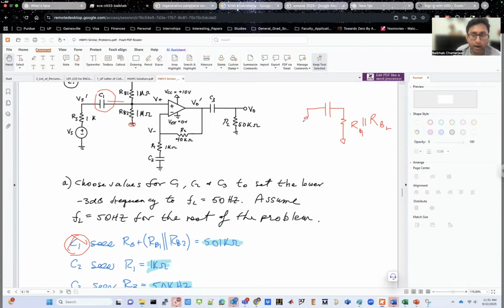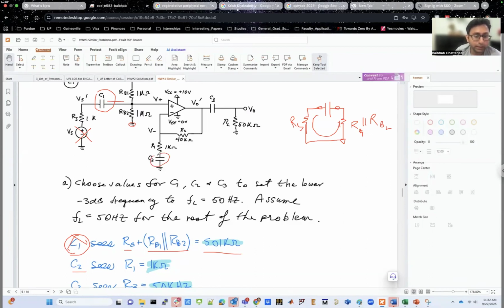On the left side, you have RS. So you're basically trying to find the Thevenin equivalent resistance present between the two terminals of this capacitor. The Thevenin equivalent resistance present between the two terminals of the capacitor is this, because you need to get rid of the source voltage. So you have RS on the left side and RB1 in parallel with RB2 on the right side. So what is the overall resistance if you traverse this entire path? You have RS plus RB1 in parallel with RB2. That's basically 501 kilo ohm if you just put in the values.